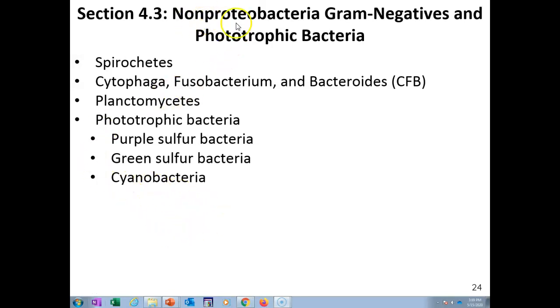We're now into the non-proteobacteria that are gram-negatives, and we're also going to be talking about the phototrophic bacteria. So these include your spirochetes, the cytophaga, fusobacterium, and bacteroides group, which is known as your CFB group, the planktomycetes, and then we're going to talk about the phototrophic bacteria, which are not a taxonomic group. They actually belong to both the proteobacteria and non-proteobacteria, but what they all have in common is that they all photosynthesize.